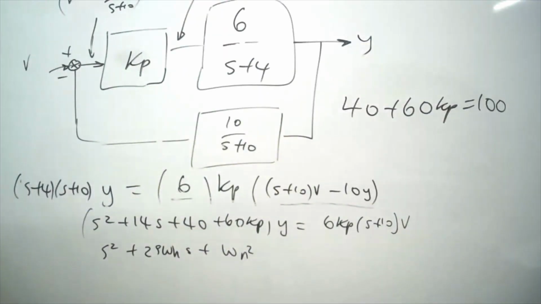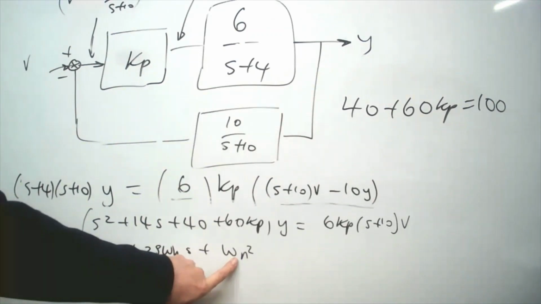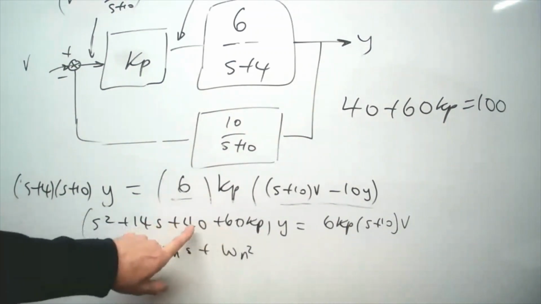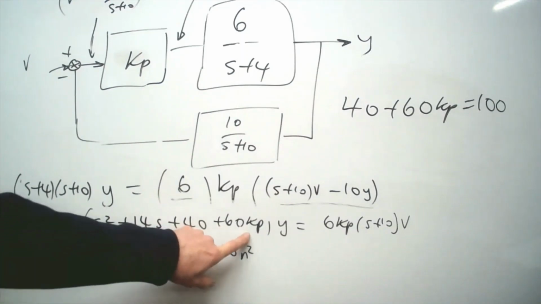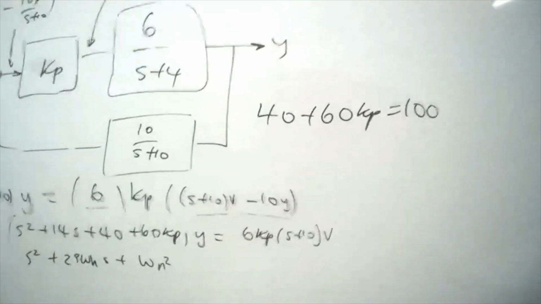So it's quite a complicated equation, this one now. 40 plus 60 Kp equals 100. And I got that by saying this term here, I wanted an omega n of 10. 10 times 10 is 100. And then that's going to equal the term here, which is given by 40 plus 60 Kp. So there's my equation now to solve.